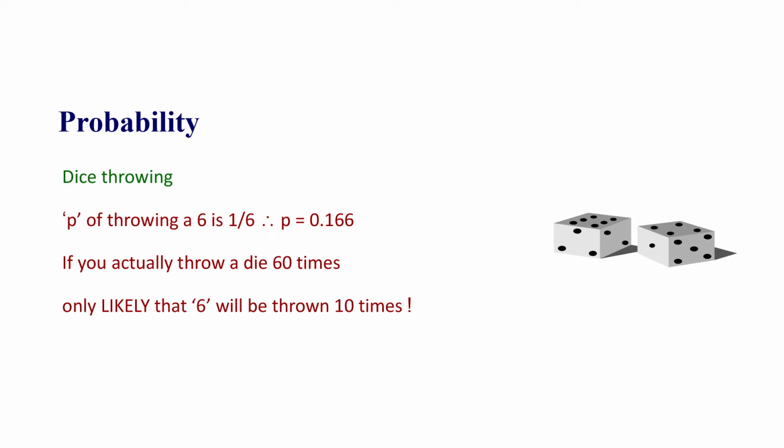So if you actually throw a dice 60 times, only likely that a 6 will be thrown 10 times. So this is the implication of whatever p-value we get: if you do the things multiple times, then the favorable event will increase in those multiples only. So this is the theory of probability, and we will check in terms of statistics also what it means.